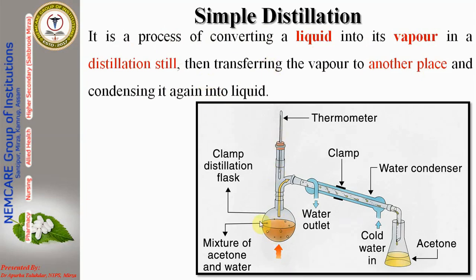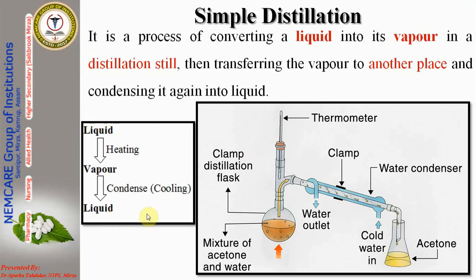Here we are going to take a liquid, heat it, and convert this liquid into vapor. That vapor we are going to transfer to a different place which is called the condenser, and in the condenser the vapor is going to convert into liquid, and that liquid is collected again. So basically, simple distillation is this entire flow chart, where first we take the liquid and apply heat. Because of this heating, it will form vapor, and this vapor we are going to cool, or condense. Because of the condensation, it is going to convert into liquid again, and that liquid is collected.